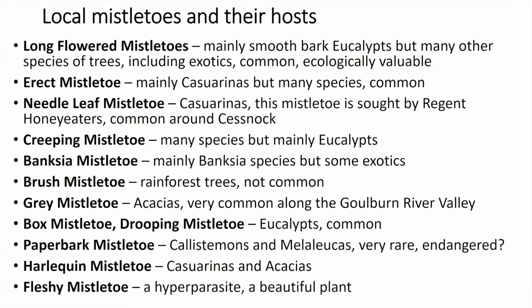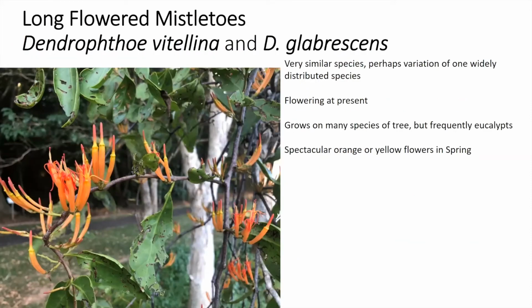So let's have a closer look at them. This is the long-flowered mistletoe, Dendrophthoe, either vitellina or glabrescens. If you look up the books, the difference is pretty obvious, but there's so many intermediates. It appears to be one quite variable species, growing all the way from, I don't know, southern New South Wales up to Cairns and further north. Flowering at this stage, Ralph sent me some beautiful photos of it growing down in your area.